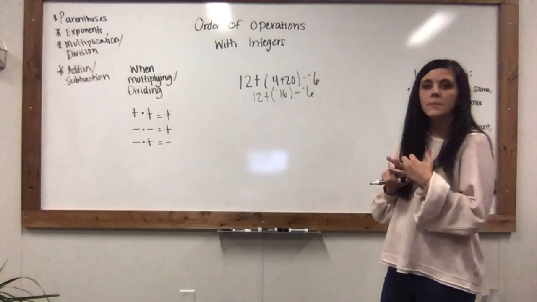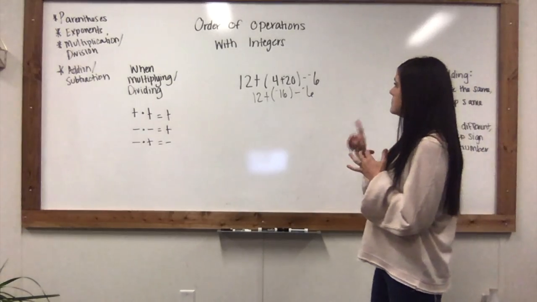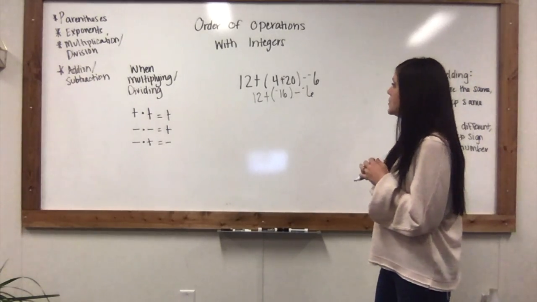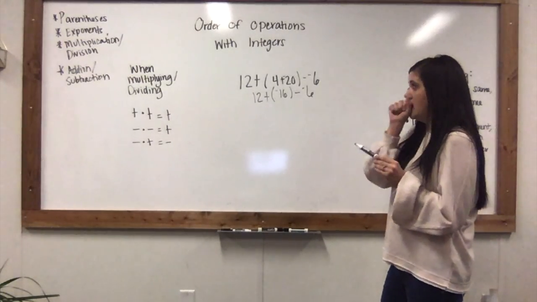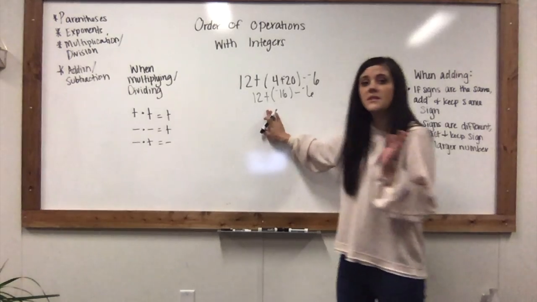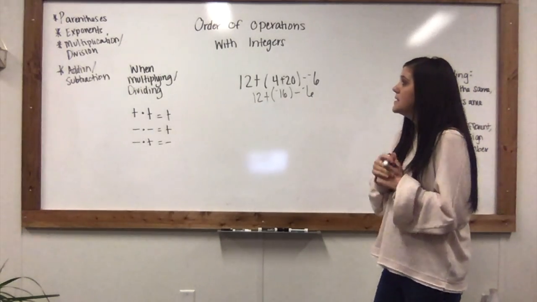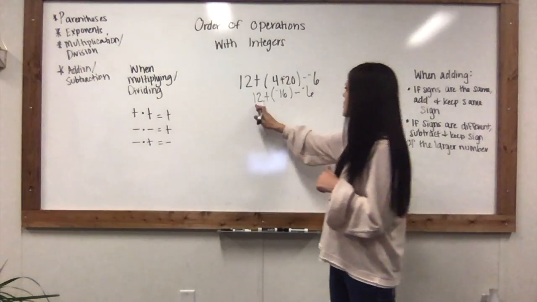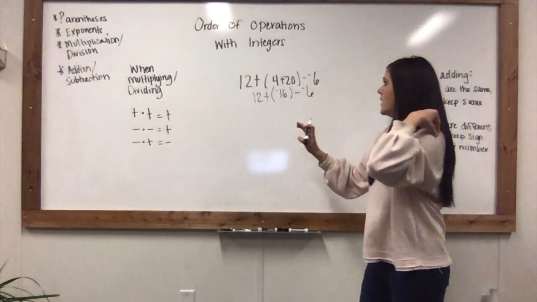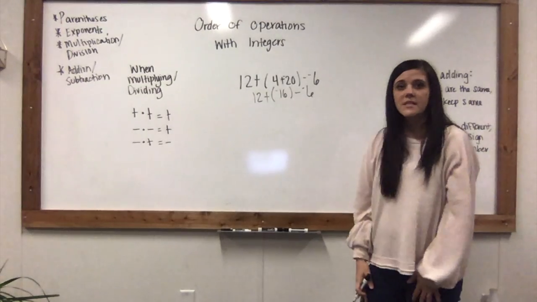We have no multiplication or division. So now I am going to work from left to right. Okay, and I'm going to do the addition and subtraction. So in this problem, we have addition before we have subtraction. So we're going to start over here. So 12 plus negative 16.